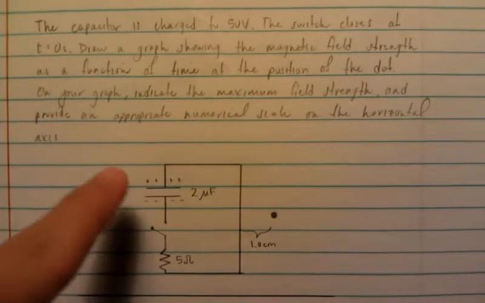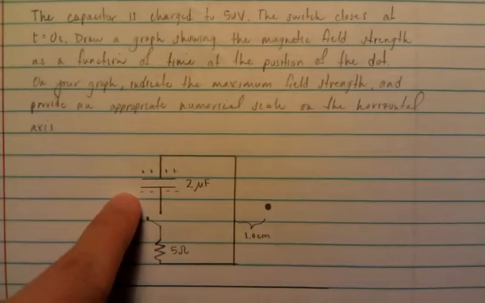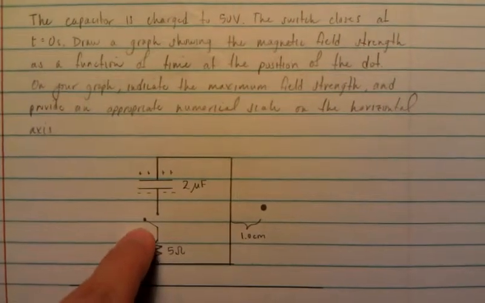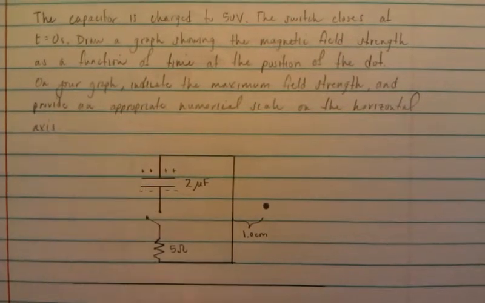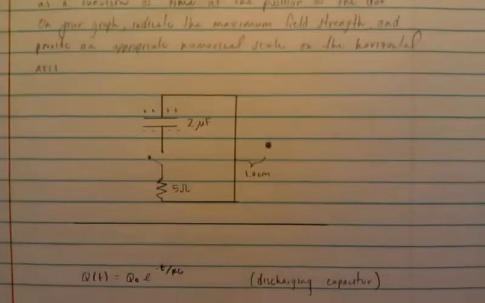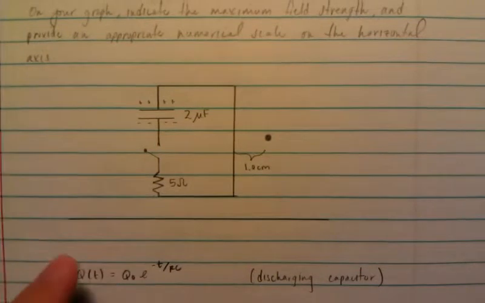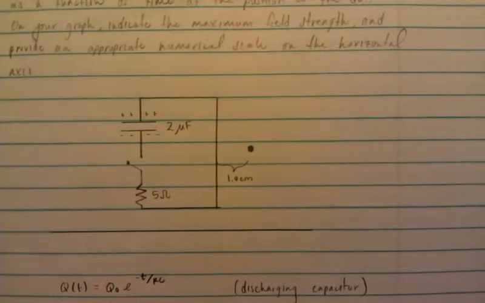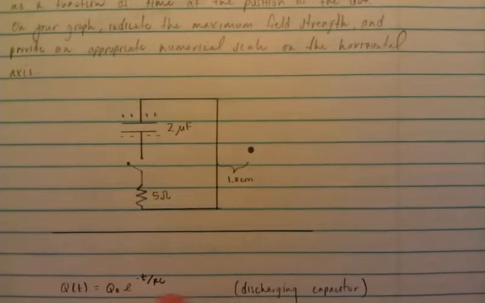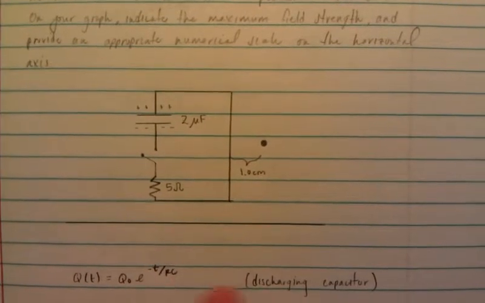So the problem states that the capacitor on this circuit starts out fully charged, and once the switch closes, the capacitor will discharge. And so we'll start out with the equation Q as a function of time equals Q naught times e to the negative t over RC, which is the equation for a discharging capacitor.